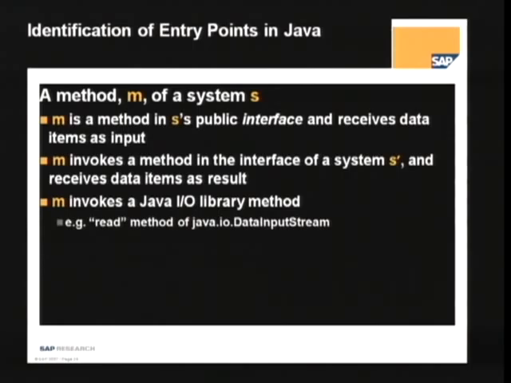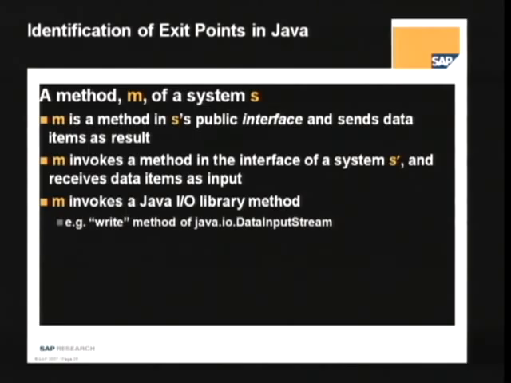So we look at which kind of methods we should look at. We look at the methods in the public interfaces which receive data as input. And M invokes a method in the interface of a system, right? Because a method may also call another method in another system, and it may also call some system libraries, Java I/O library methods, for example. This might be, for example, the read method in the Java I/O data input stream. So we look at what the method is doing to see if it is an entry point.